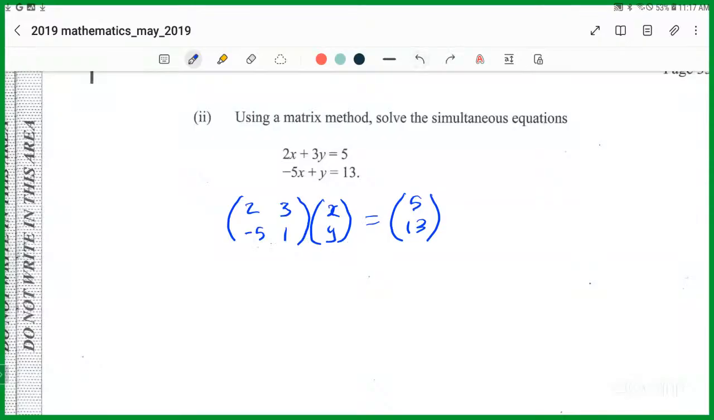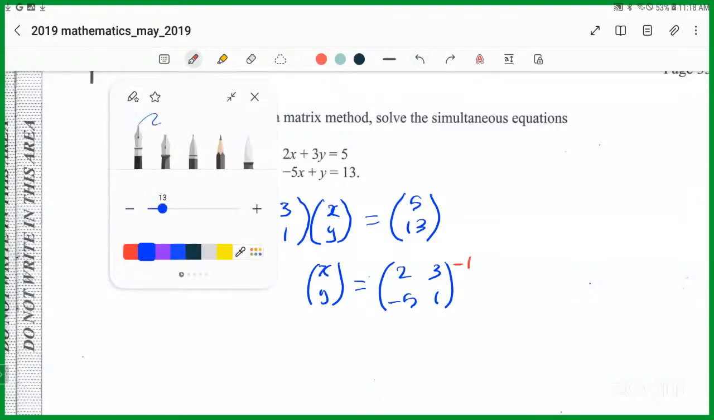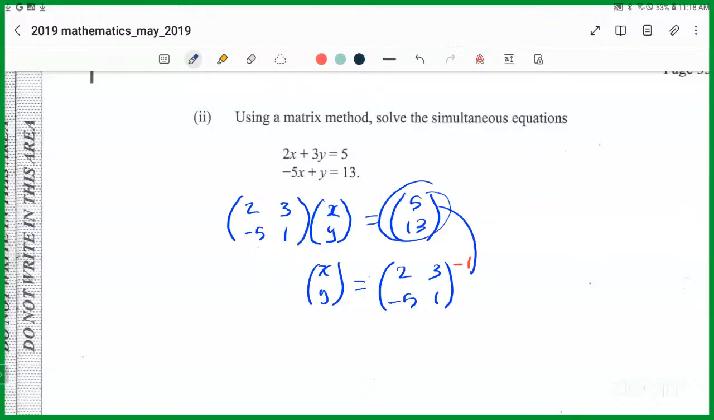So it means that this goes over in front as the inverse. That's how it is transposed. Let's write it like this. So xy becomes equal to the inverse of this matrix, 2, 3, minus 5, 1. I'm putting the minus 1 on it because it is the inverse. Put on in the red. So the inverse of this matrix goes on the front of that side, multiplied by this matrix beside it. Right, so that is 5, 13 beside it. So we need to calculate this now, and then we get the value of x and y.